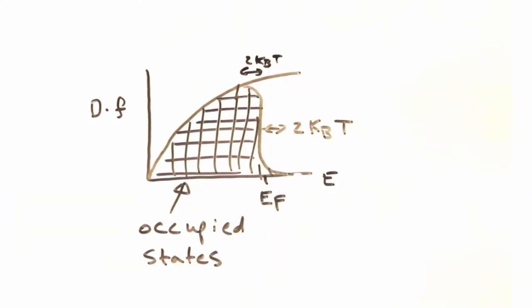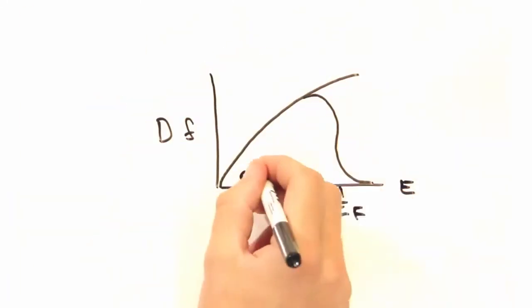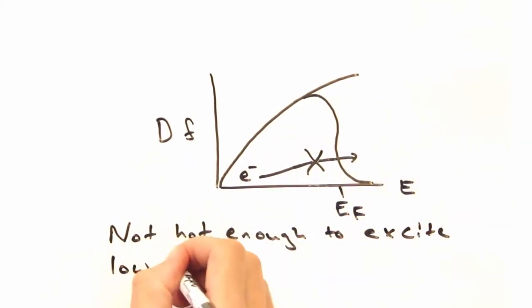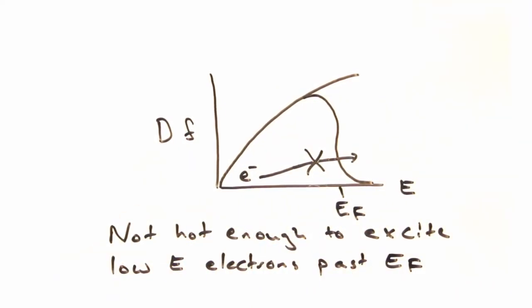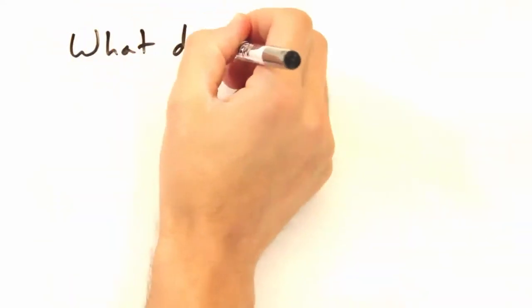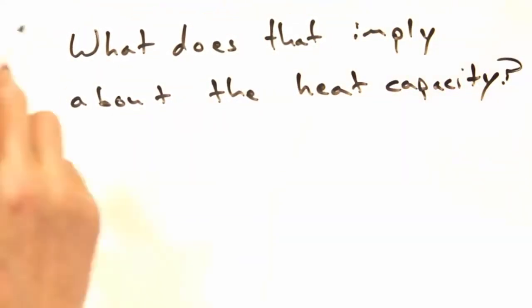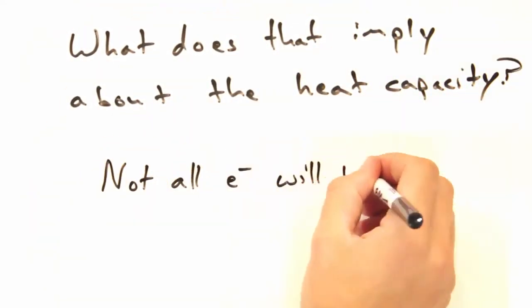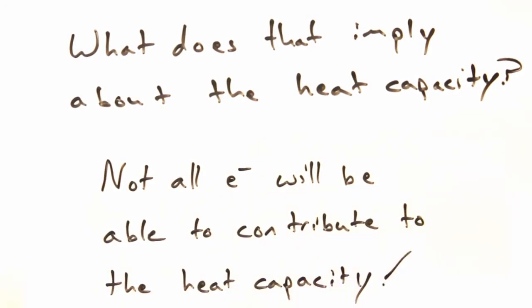So what does this mean for the electrons at really low energies? Well, those electrons won't have the opportunity to get excited up to the Fermi level. And what do you think that implies about the heat capacity? That probably not all of our electrons are going to be able to contribute.